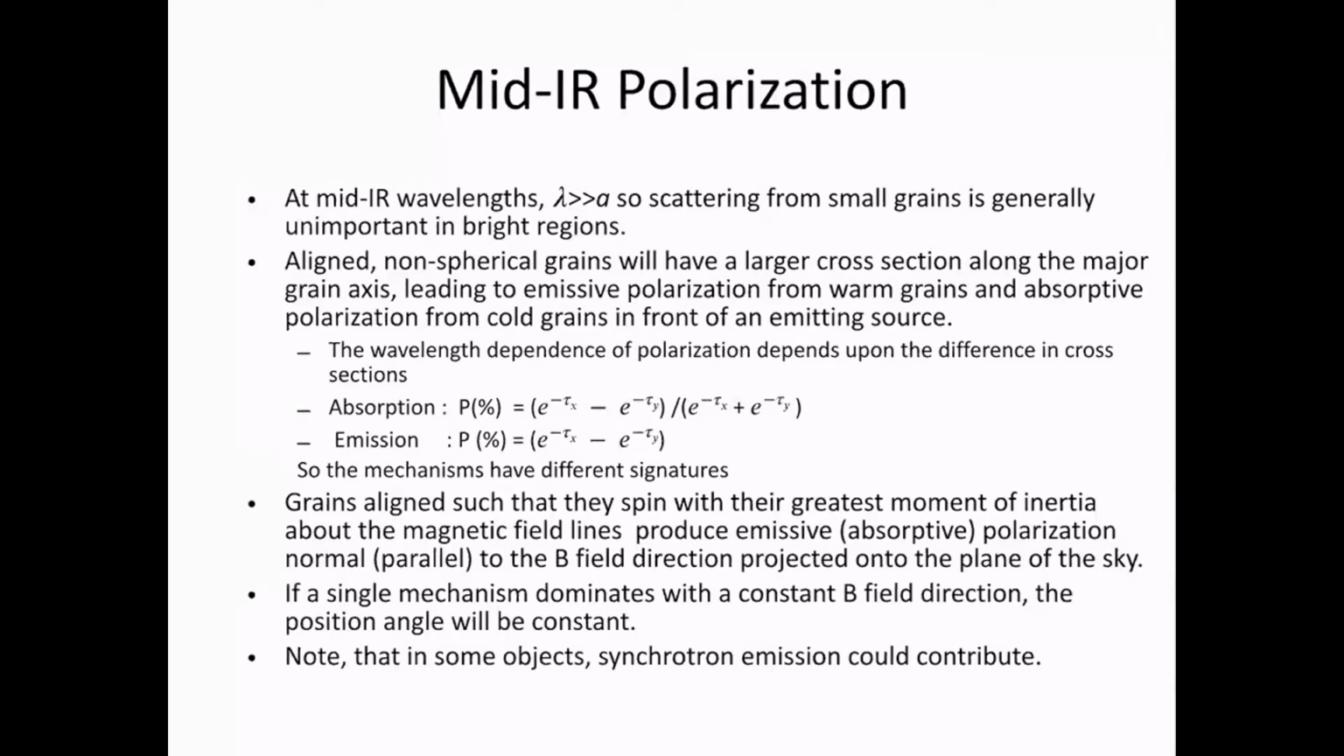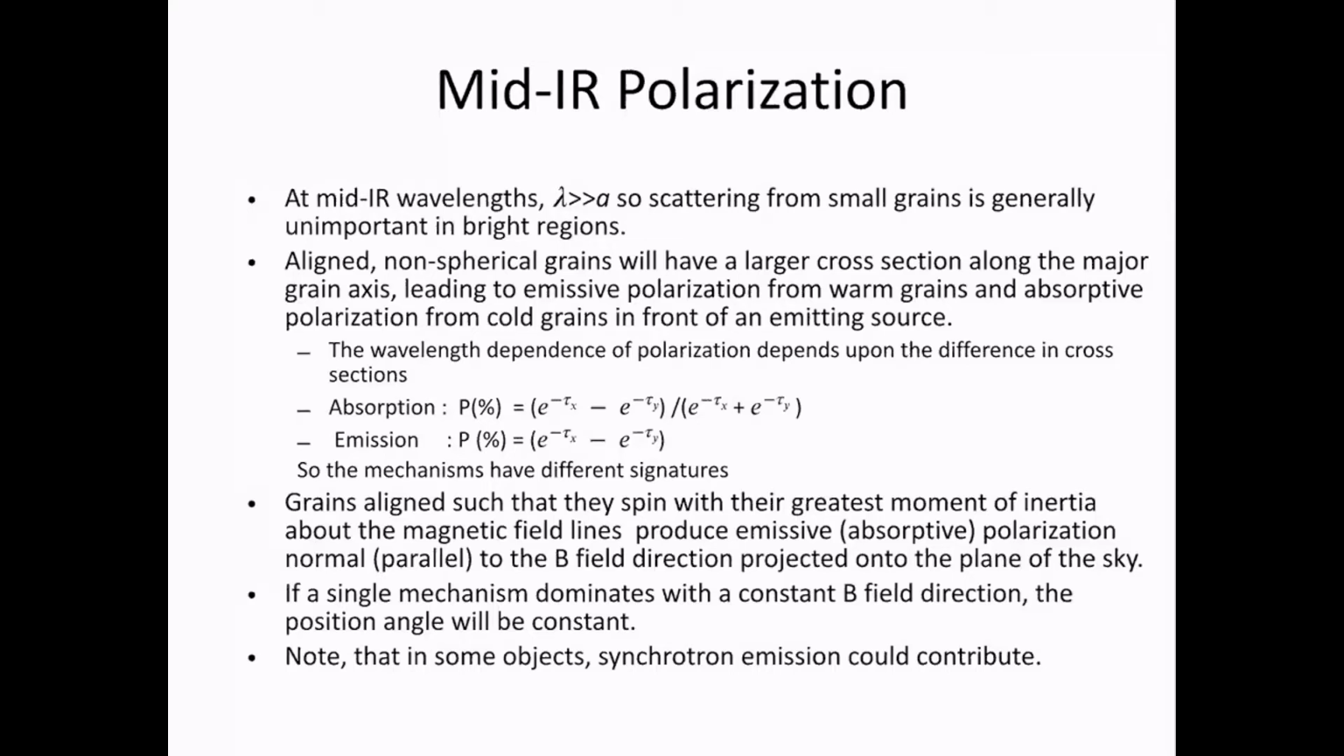For emissive polarization, the spectral signature is just the difference between the emission in the two cross-sections. But for absorptive polarization, there's an additional term which is essentially the flux spectrum. And so the mechanisms have very different spectral signatures. That's important because we can use that to determine which mechanism is dominant.